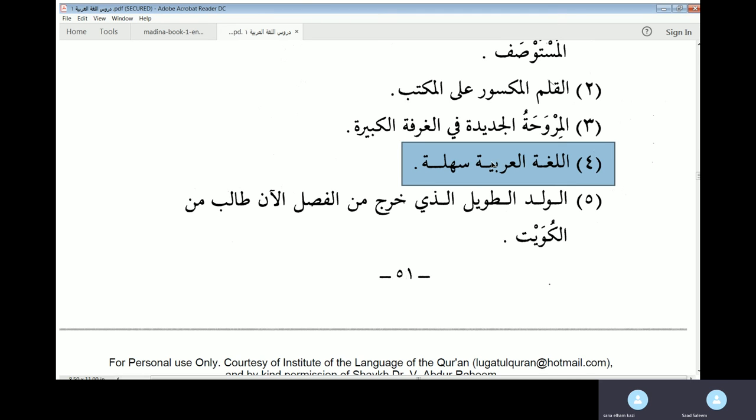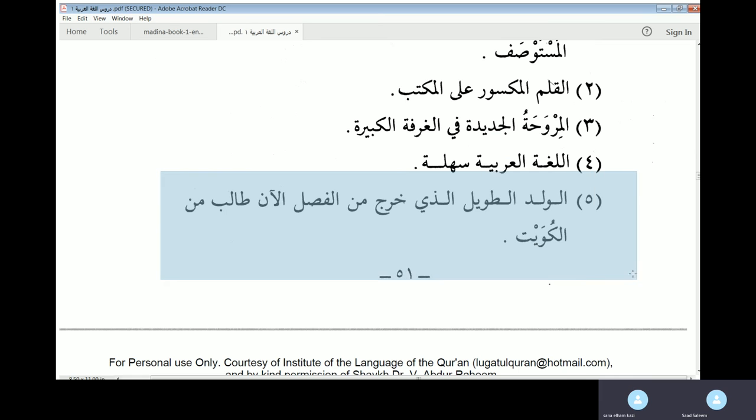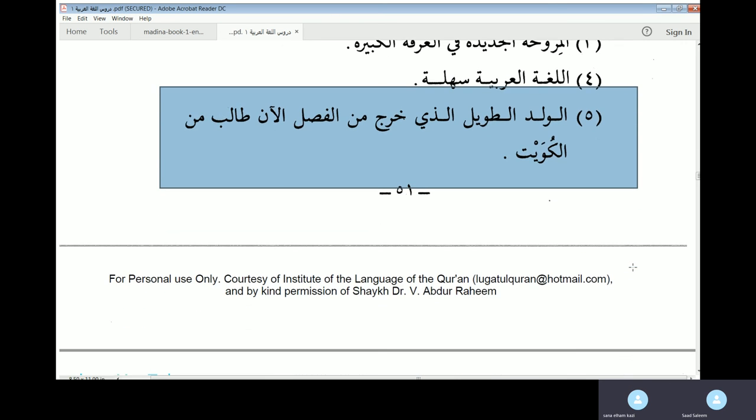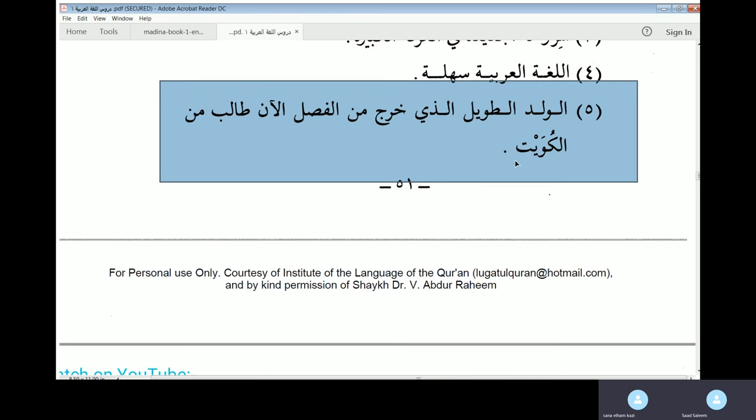اللغة العربية سهلة. The Arabic language is easy. الولد الطويل الذي خرج من الفصل الآن طالب من الهند. The tall boy who went out from the class just now is a student from India. Okay, Masha'Allah.